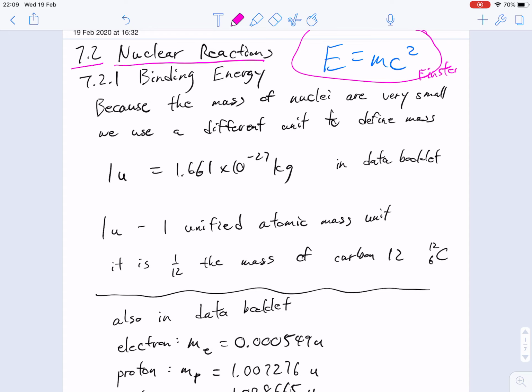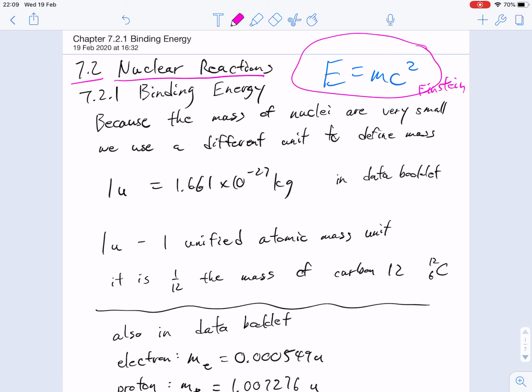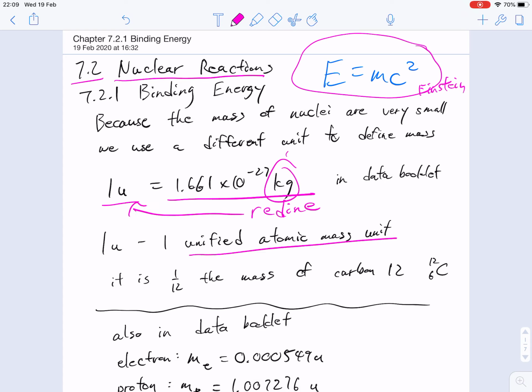Okay, Einstein. All right. So first off, we're going to start off with a basic definition. What we've got here is we're trying to redefine the kilogram into a new unit known as the unified atomic mass unit. Sometimes we just say u, but that's because we're dealing with masses of such a small scale that we want to get rid of all of this 10 to the power of 27. That's what scientists want to do.